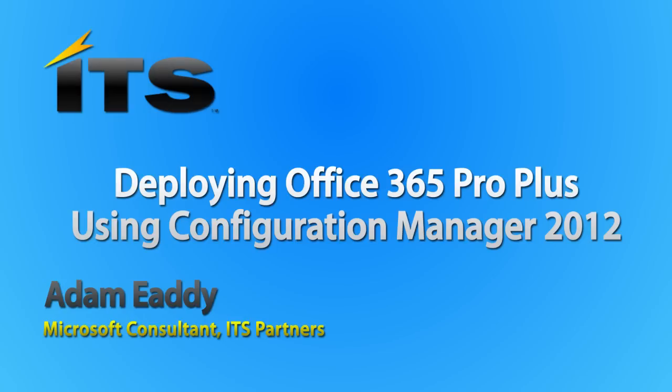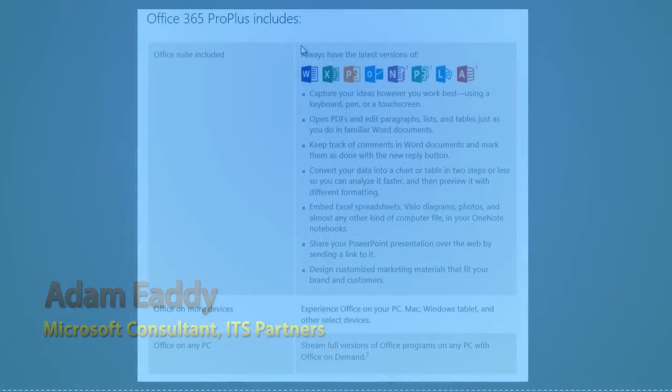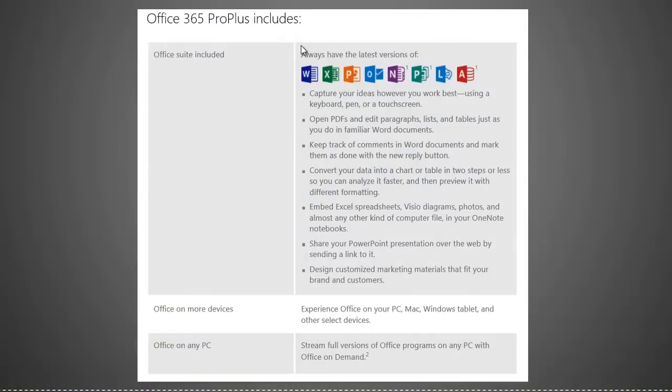There are numerous different deployment methods and options, but again, we're going to focus on deploying this as a user-based application in Configuration Manager 2012. Again, just a little bit more about Office 365 Pro Plus. You can find information on it at the link I have posted here. They do have Mac, PC, and Windows tablet versions compatible with Office 365, with limited functionality for Pro Plus on some of those other platforms. But it's essentially a full-blown version of Office 2013, including Visio, Outlook, Project, Lync, all of the normal tools that we would expect to come with Office.